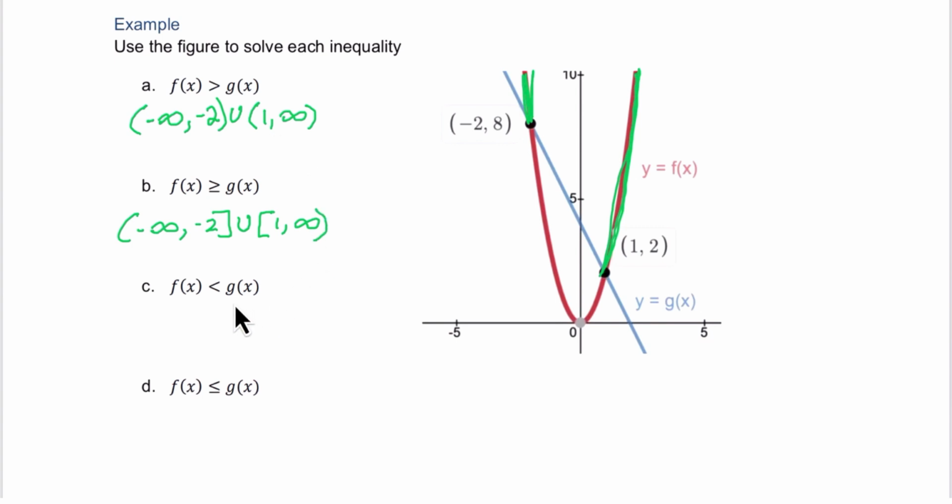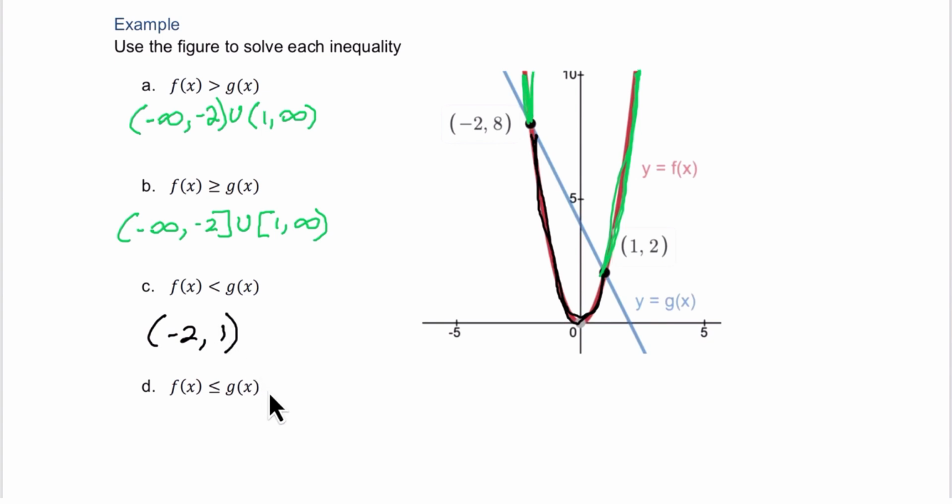In part C, we're asking where is f less than g. In other words, where is f below the g function? And that's in this region. Here, f is below g. And our answer is in terms of x's. So that's starting at negative 2 to positive 1, excluding the endpoints due to the strict inequality.